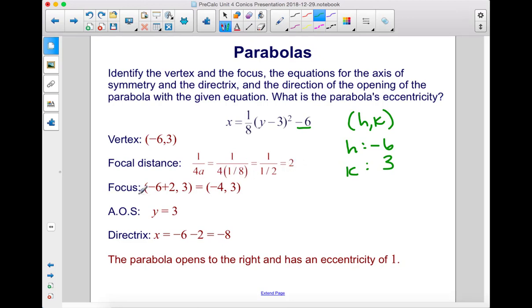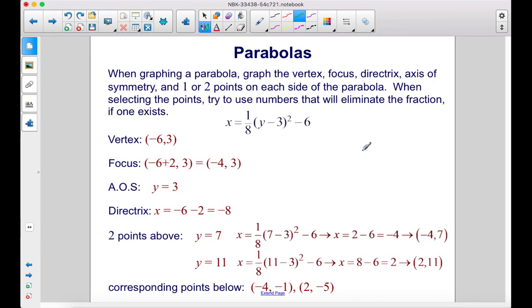The focus is at h plus the focal distance, k. So that would be -6 plus 2, 3, which is -4, 3. The axis of symmetry is at k, so y equals k here, and that is 3. The directrix is at h minus the focal distance, so -6 minus 2, which is -8. The parabola opens to the right and has an eccentricity of 1.